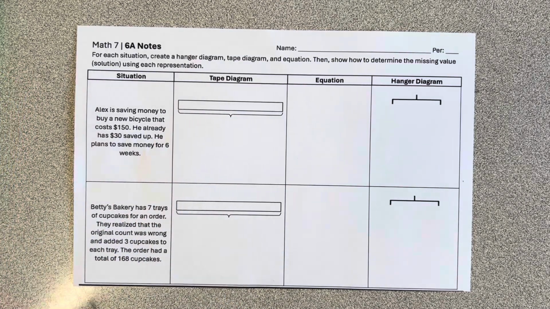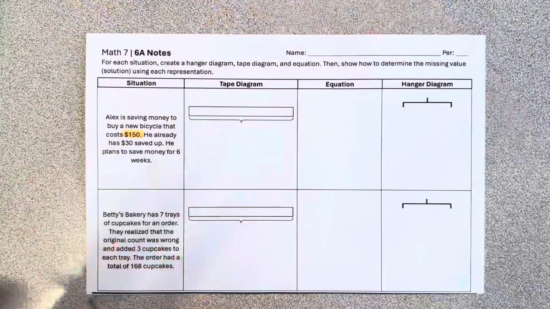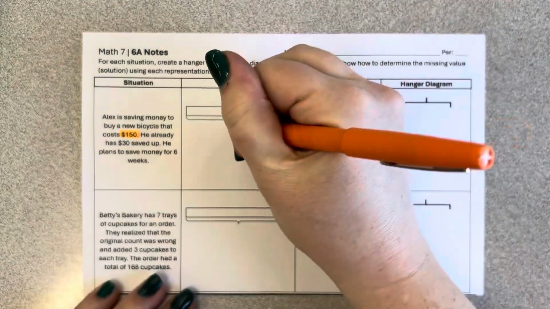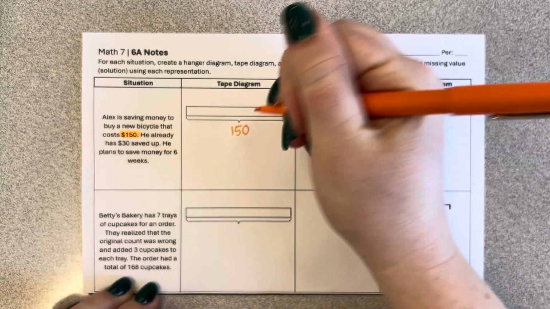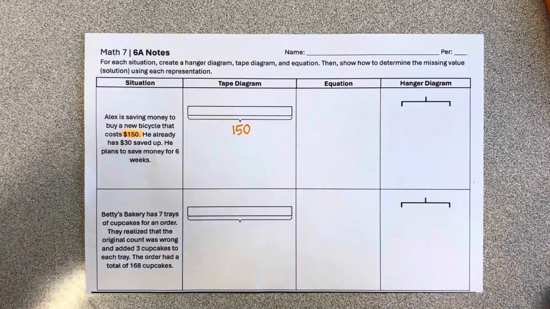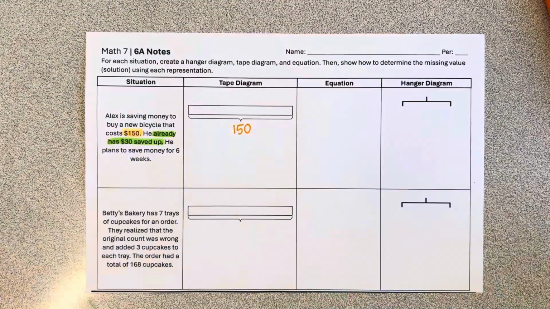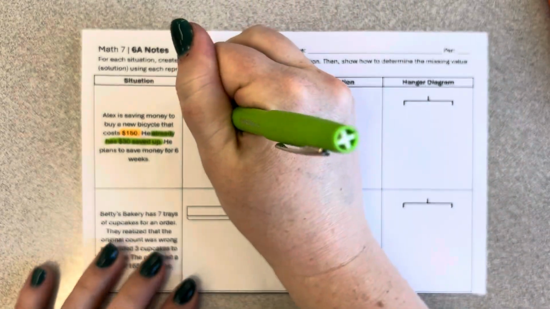So we know how much he is trying to save. That's our $150. So that is the total that our tape diagram should equal. We're trying to figure out how much he has to save to get to his 150. We know he already has $30 saved up. So I'm gonna put that within this 150, he has 30 of it.